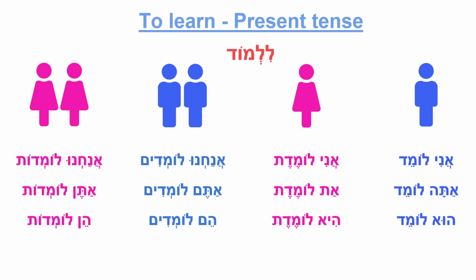ללמוד, לומד, לומדת, לומדים, לומדות. Don't forget to write the conjugation, including the infinitive, in your notebook.